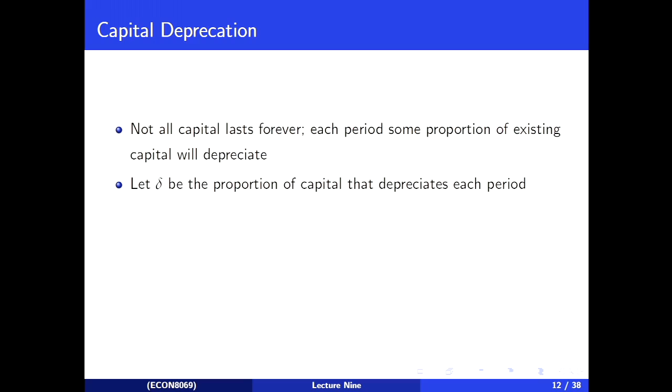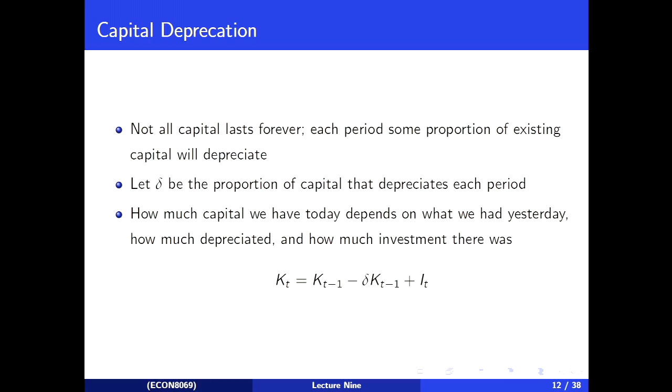So we're going to let delta be the proportion of capital that depreciates each period. We're going to think about capital depreciation being, again, proportional to how much capital we have today, because capital is a stock variable, right? Not all computers disappear, only some computers disappear each period. So the capital we have today depends on what we had yesterday, how much was depreciated from yesterday, and then investment also adds to our stock of capital. So capital today is the capital we had yesterday. We lose some of that to depreciation, but we gain some more through investment.